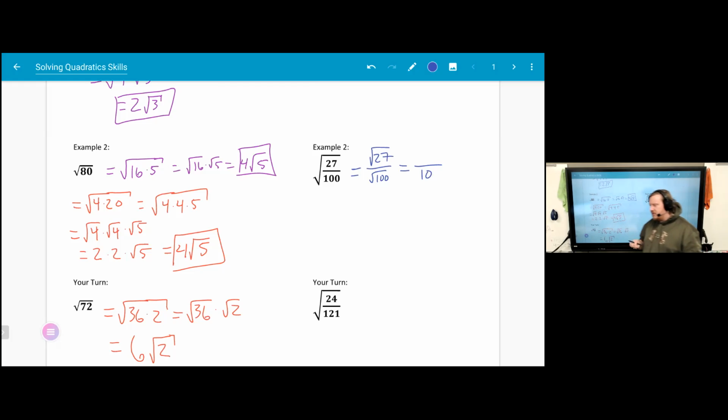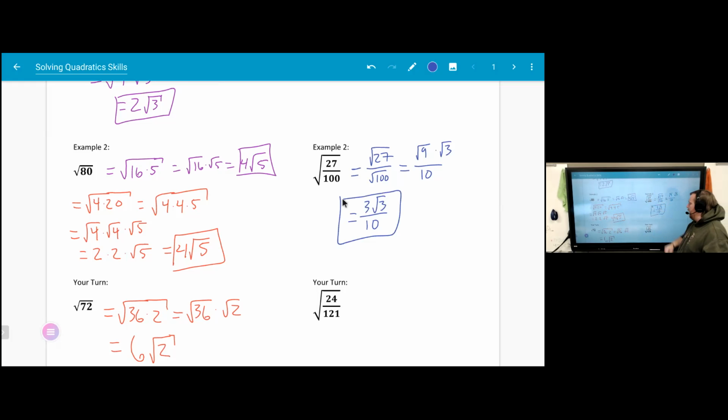27 is not a perfect square, but what about 9 and 3? Square root of 9. I'm going to skip a step in here. Square root of 9 times the square root of 3. We could have written the square root of 9 times 3 and then broken it up, but notice how we're still using the product property. So now we can say this is 3 times the square root of 3 divided by 10. And that is as simple as it gets.